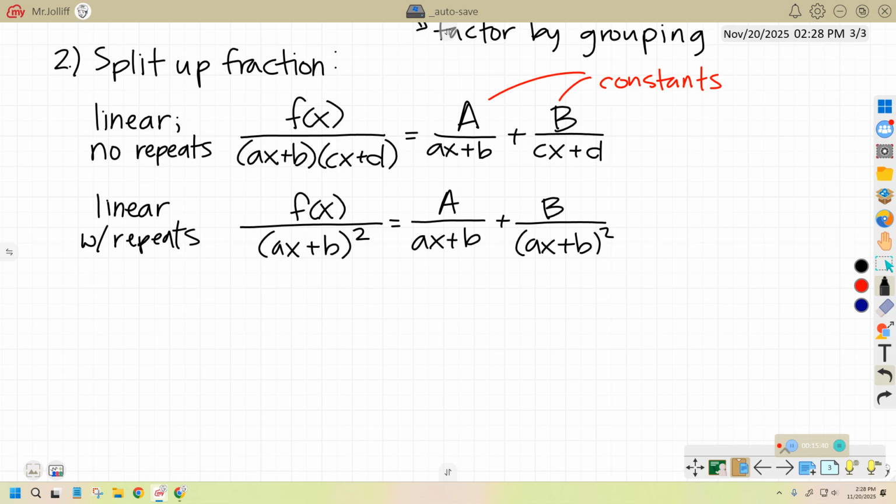When you have repeated factors, you start with one copy of the factor, and then each successive fraction gets another copy until you reach that power. So if this were to the third, I'd have an ax plus b, an ax plus b squared, and an ax plus b cubed. Yeah? If it was to the fourth, I'd have to go all the way out to ax plus b to the fourth. So whatever the power is here, that's the number of repeats I need. The exponent goes up by 1 every fraction until I reach the power I need. Yeah?